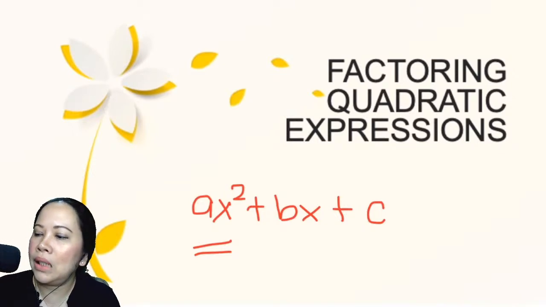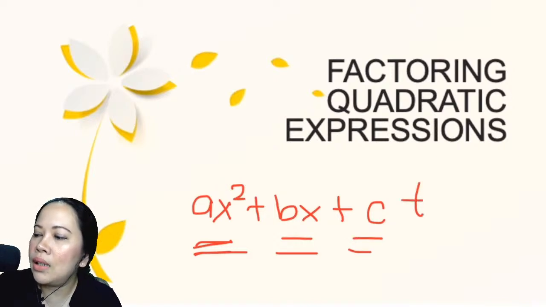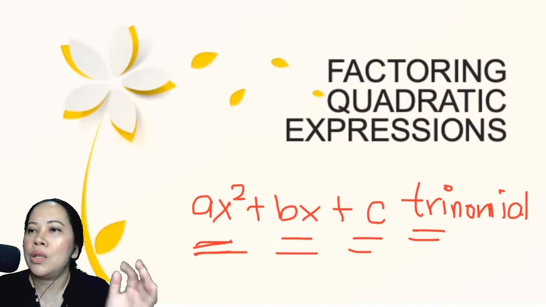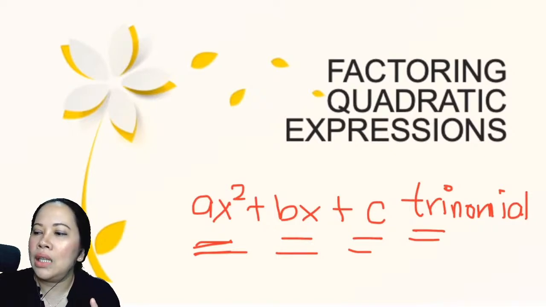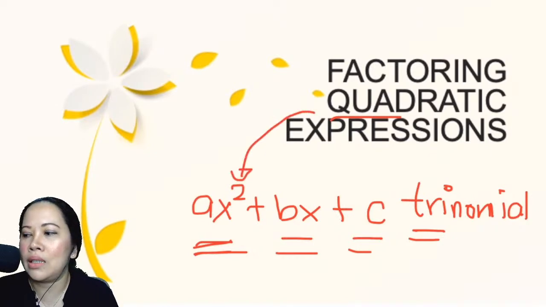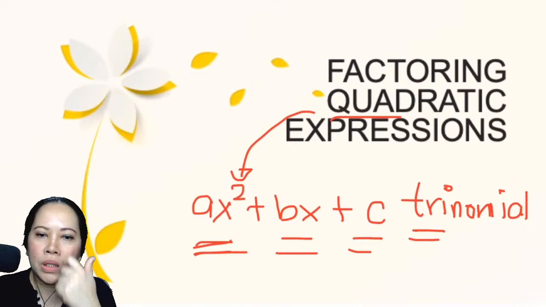By the way, pag tatlo yung given na term, like this one, dahil 3 terms siya, tawag niyan trinomial. Okay, tri means 3. So pag tatlo yung term, it's called tri. Ang quadratic is only implying the power of your x. So quadratic trinomials or your quadratic expressions.